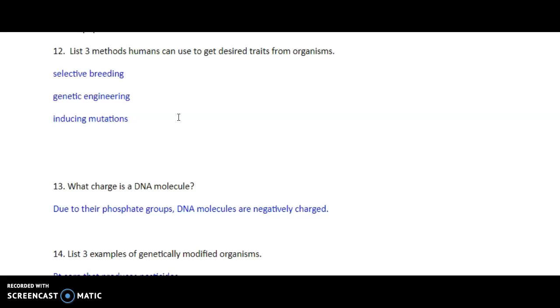Number 13, what charge is a DNA molecule? There's phosphate groups on the DNA molecules, sugar phosphate base. There's phosphates along that backbone. They have a negative charge. So DNA, because of all those phosphates, is negatively charged, which means it will move toward the positive end of the gel electrophoresis plate.